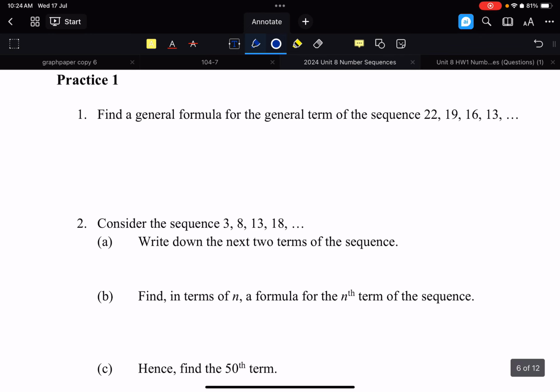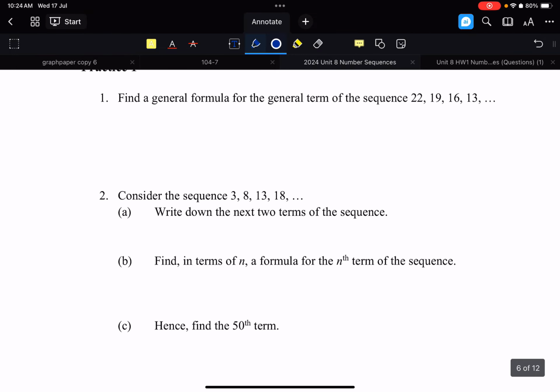So here are some practice questions. I'll leave them to you to try. I guess it's a good place to pause the first segment of this lesson. You try these questions and then we will compare them in another video. Have a nice day.